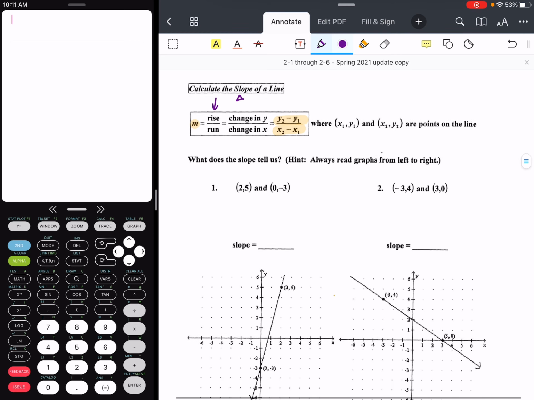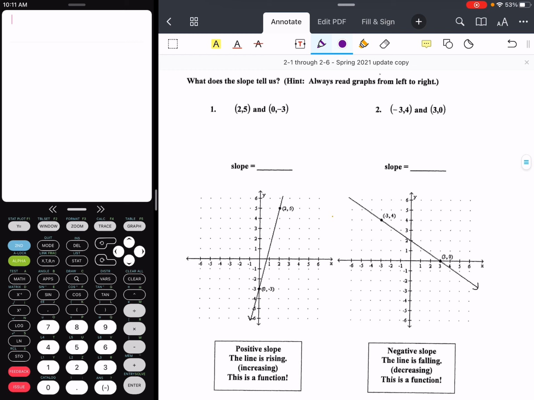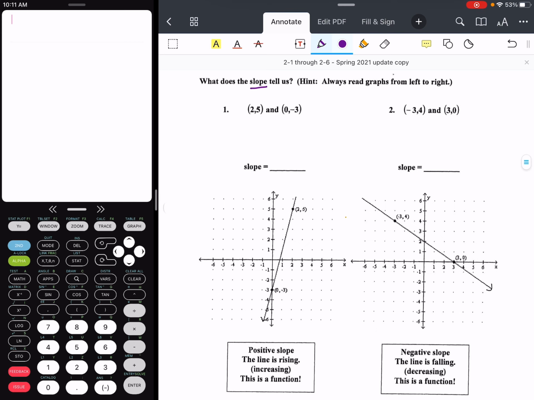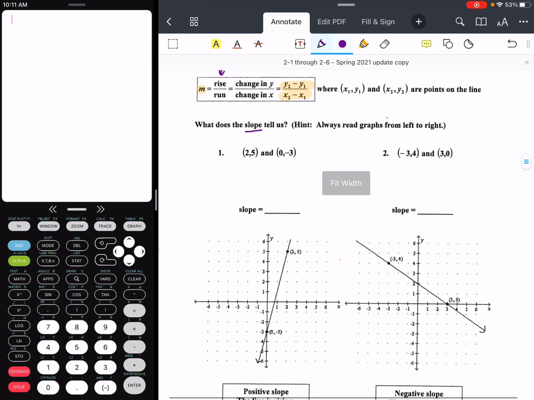Okay, so for number 1, what we're looking at is 2 points, (2, 5) and (0, -3), and we're asking what the slope is. So first of all, we need to calculate the slope, right? And then we'll see what the actual slope tells us once we calculate it. So to calculate the slope, we can use the slope formula. We know our slope formula is m equals y sub 2 minus y sub 1 over x sub 2 minus x sub 1, little subscripts. And let's say we think of this ordered pair as our x sub 1 and our y sub 1. This ordered pair is x sub 2, y sub 2.